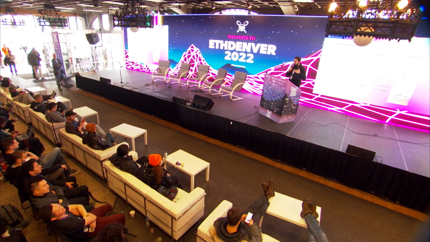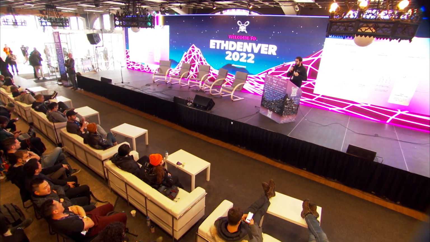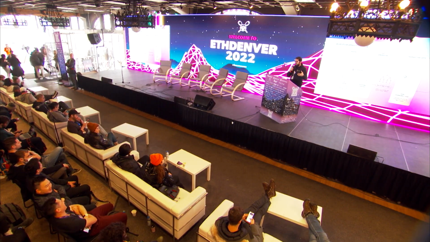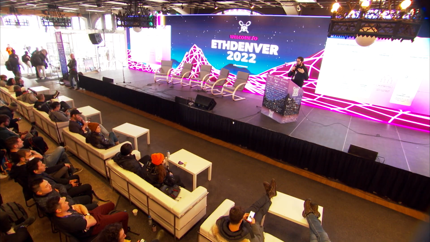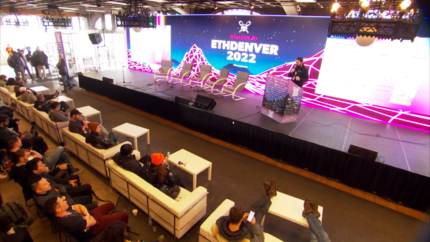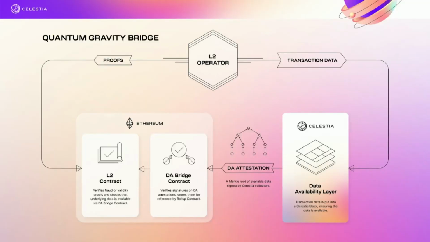You have your rollup here listed as an L2 operator. You have your rollup, and it does two things. One is that it will produce some sort of proof or some sort of claim or attestation on what happens in the rollup, in other words, the effects of the transactions. And then simultaneously to this, it will also post the actual transactions that cause that effect.